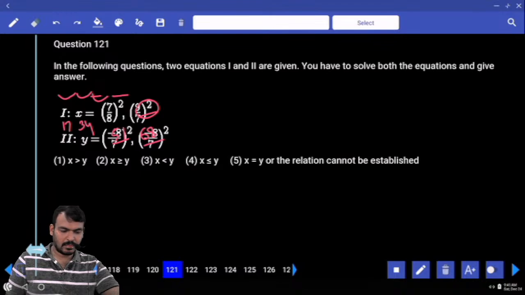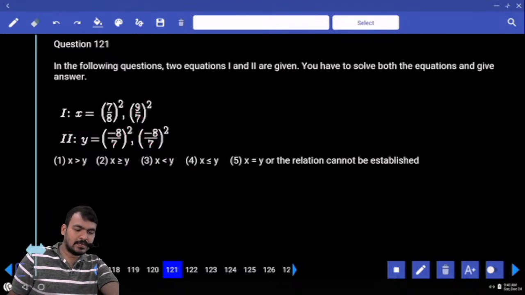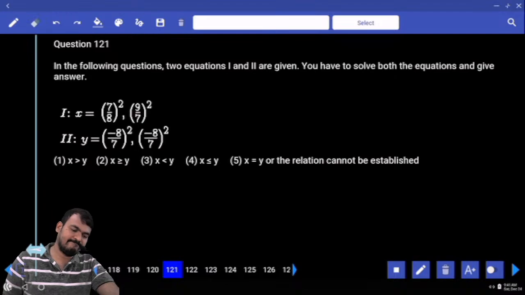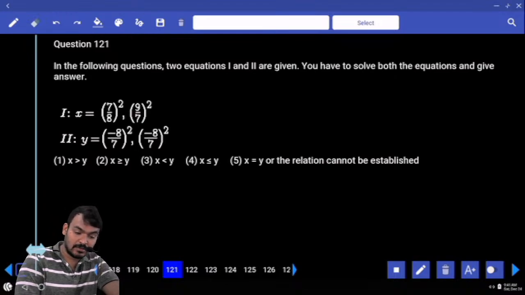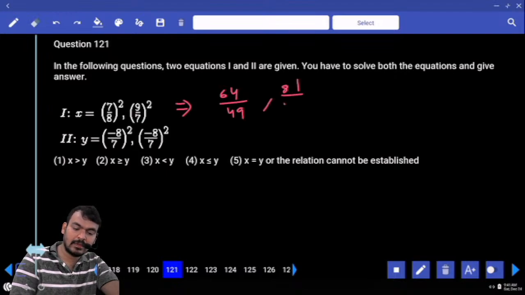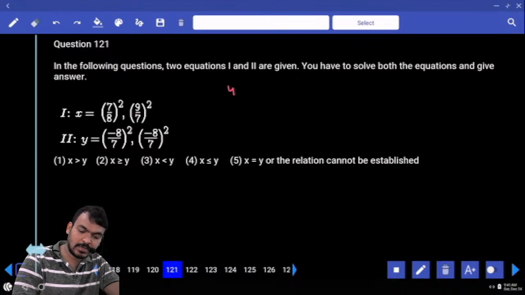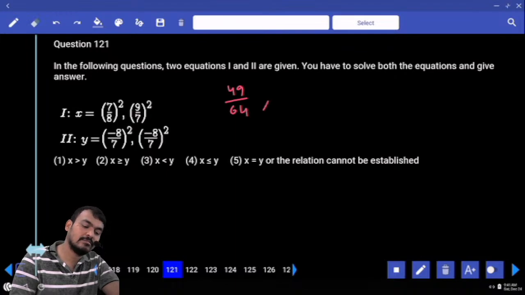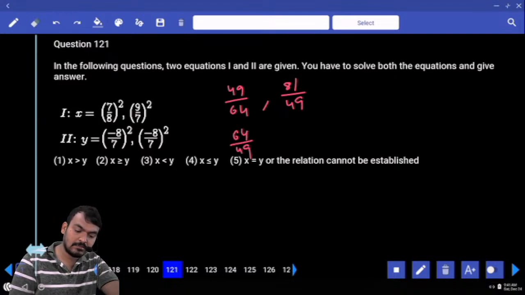121. X equal to 7 by 8 square, 9 by 7 square. 7 square by 8 square or not? Means we write 64 by which one? 49. 9 square means 81 by 49 or not? Okay. First one 49 by 64. Second one 81 by 49 or not? Second one 64 by 49. 64 by 49 or not?